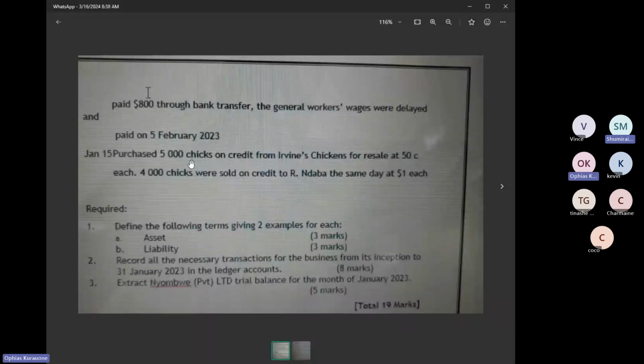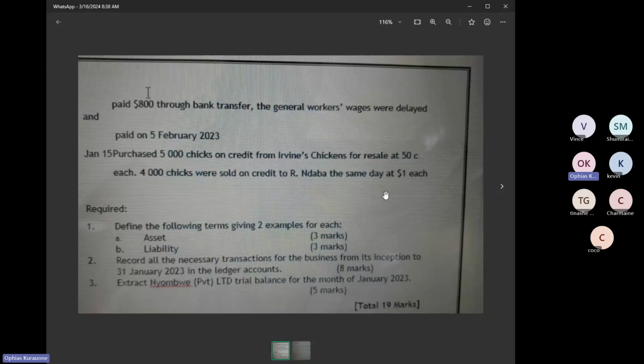So here we open a purchase account, and a creditors account, because we are not paying using cash. Then 4,000 chicks were sold on credit to Arandava the same day at $1 each. Which means that 4,000 times $1, which is 4,000.